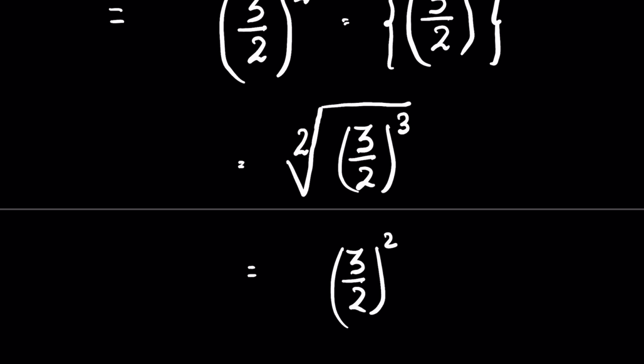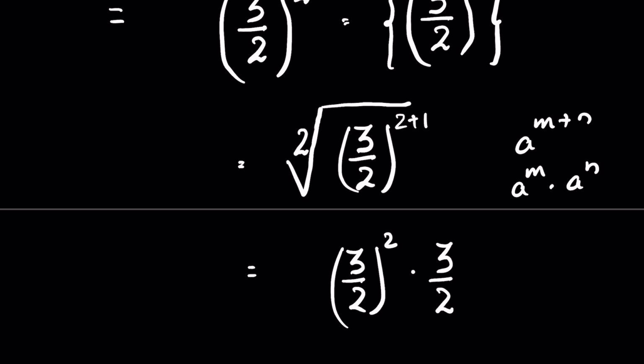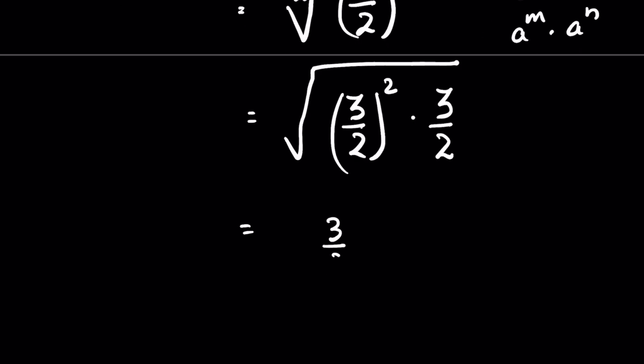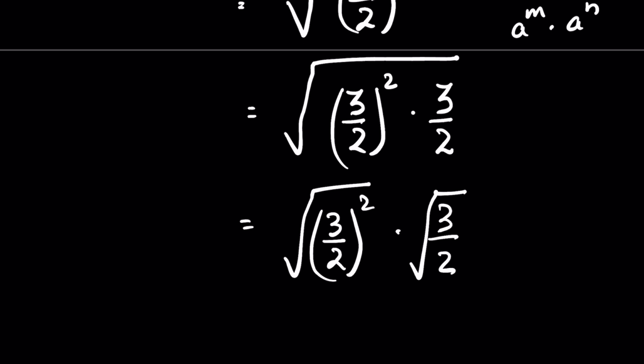or this we can write as (3/2) squared times (3/2), because 3 we can write as 2 plus 1, and a raised to the power m plus n we can write as a raised to the power m times a raised to the power n, under square root. Or this is (3/2) raised to the power 2 under square root times (3/2) under square root.